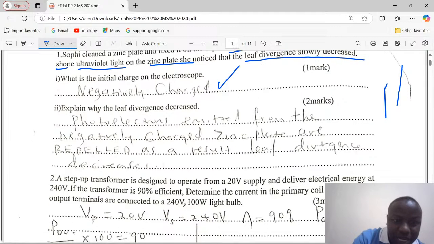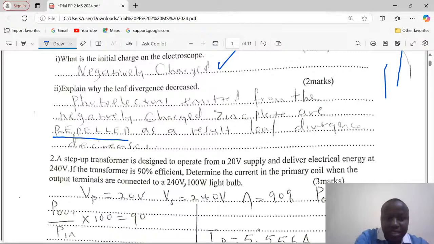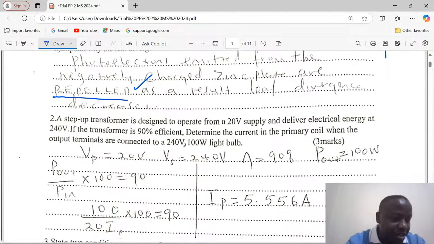Then we have to explain now. So photoelectrons emitted from the negatively charged zinc plate are repelled. Now, this word repelled is a very key word. As a result, the leaf divergence has to decrease.